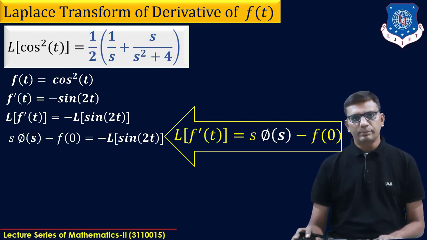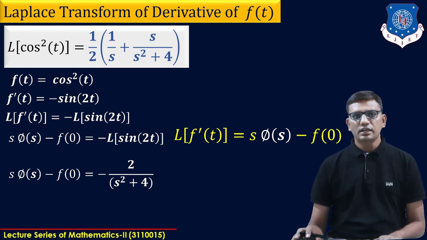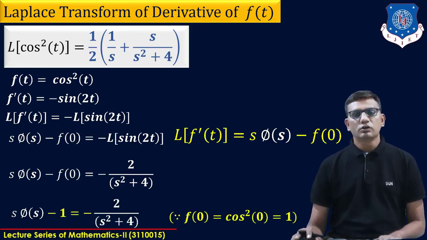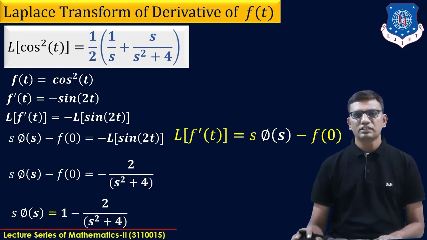Now we know the Laplace of sin 2t. So we put the formula of Laplace of sin 2t, which is 2 upon s square plus 4. So our equation will be s phi of s minus f of 0 equal to minus 2 upon s square plus 4. Now f(t) is cos square t, so f of 0 is cos square 0, that is 1. So finally s into phi of s minus 1 equal to minus 2 upon s square plus 4. Now we will take the 1 to the right hand side. So we have s into phi of s equal to 1 minus 2 upon s square plus 4.